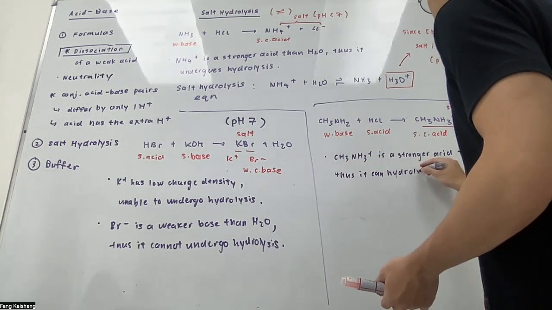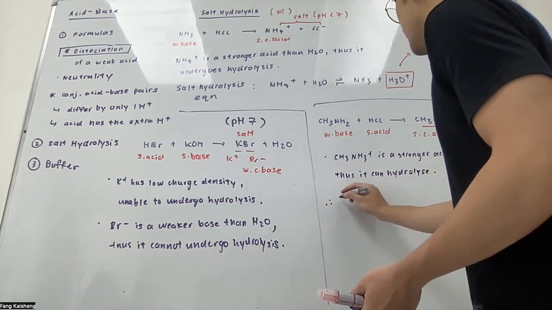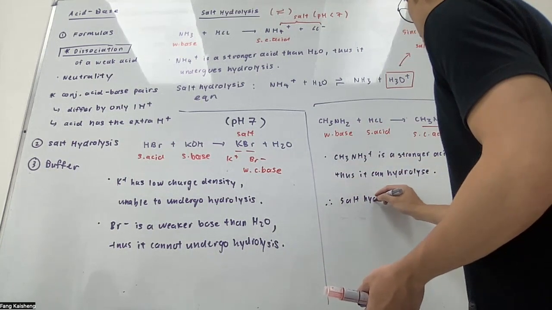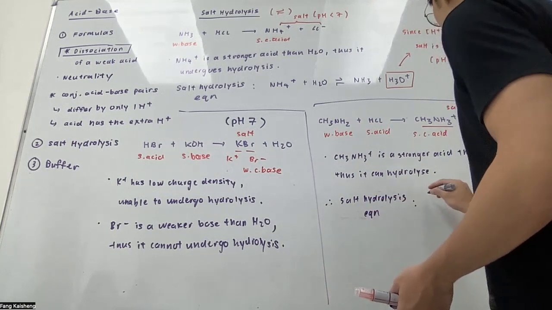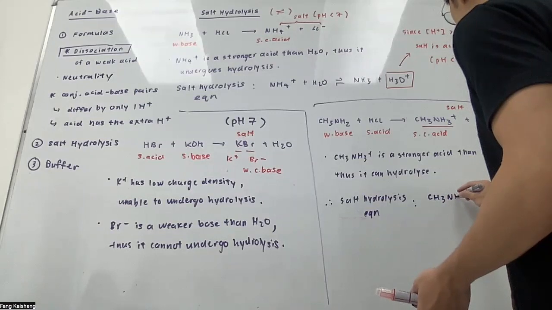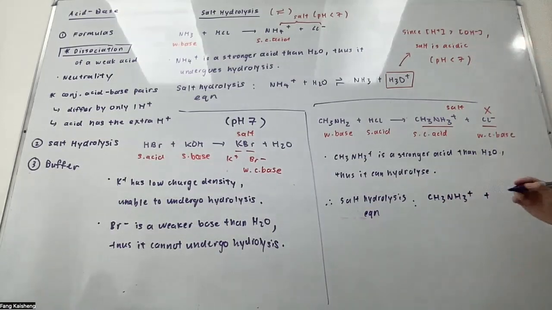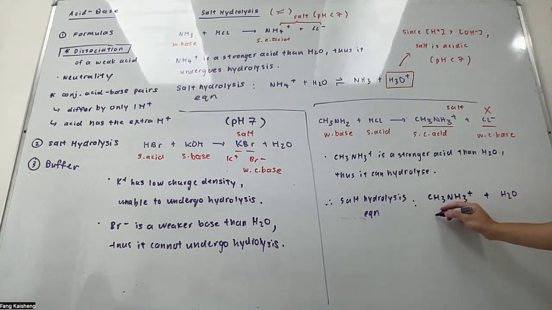Okay, since it can hydrolyze, I need you all to check your salt hydrolysis equation. Hey guys, what's the equation here? First you take the salt, CH3NH3 plus. You react with what? Okay, water. What's the arrow? Reversible. What do you form?